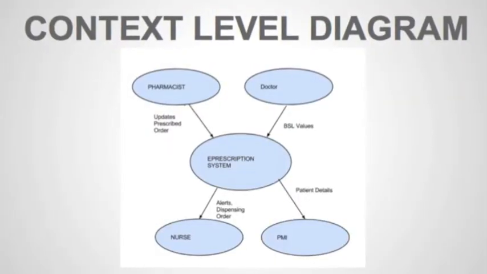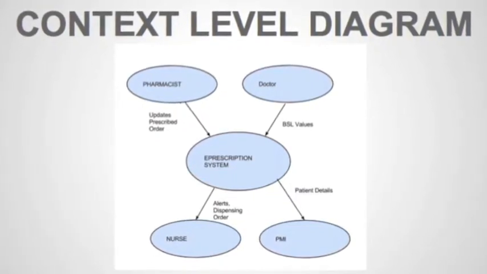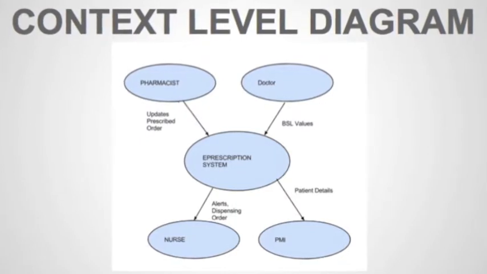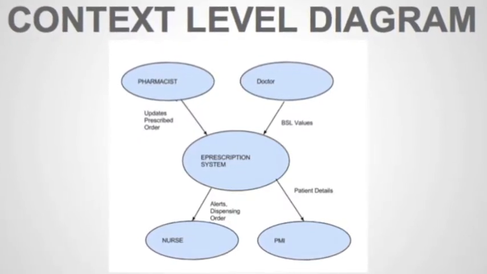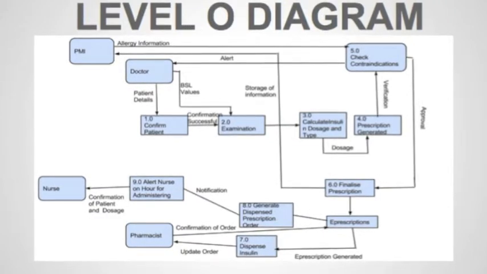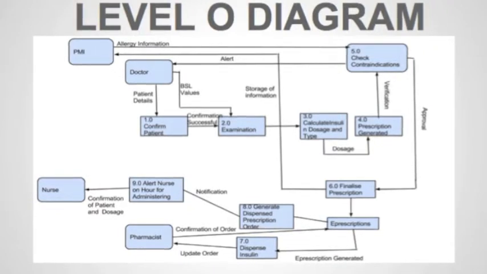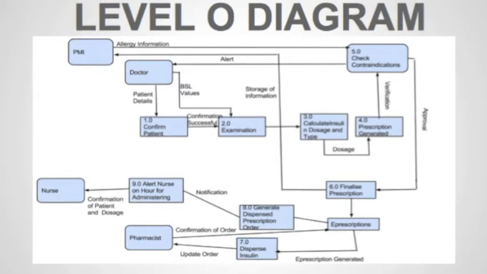Now the next is the context level diagram. The context level diagram outlines the external entities, that of a doctor, nurse, pharmacist, and the patient master index. Next in the slide is the level 0 diagram. The level 0 diagram consists of 9 processes of confirmation of patient, examination, calculation of dosage, type of insulin, draft e-prescription generation, check contraindications, finalized e-prescription, dispense insulin, generate dispense prescription order, and alert nurse on time for administration.